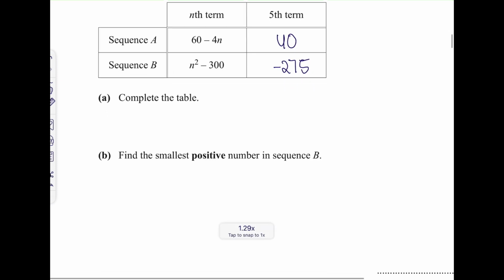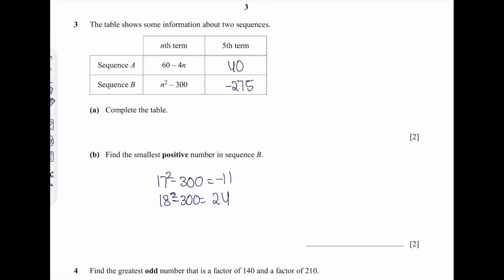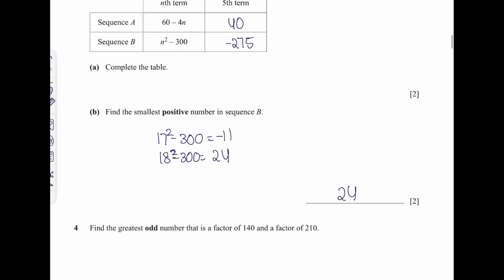In order to show the trial and error, maybe you can show 17 squared minus 300 is giving me this answer, and 18 squared minus 300 is giving me this answer. So when we did with 17, you get negative 11. When you did with 18, you're getting 24. So the smallest positive number in the sequence B is basically 24. Remember, they're asking for the number. That would be 24, not 18.